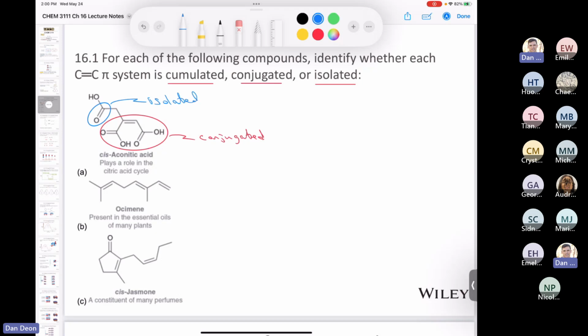What about this next compound here? Osamine or osamine? I'm not even sure how to pronounce that compound. Found in essential oils. I heard a stand-up comedian say, when did the word snake become replaced with essential? Anyhow, I thought it was really, really funny. Maybe you guys don't share my sense of humor, but anyhow, I thought that was a good one. Anyhow, how would you describe these bonds here? Anybody? Yeah, that would be conjugated.